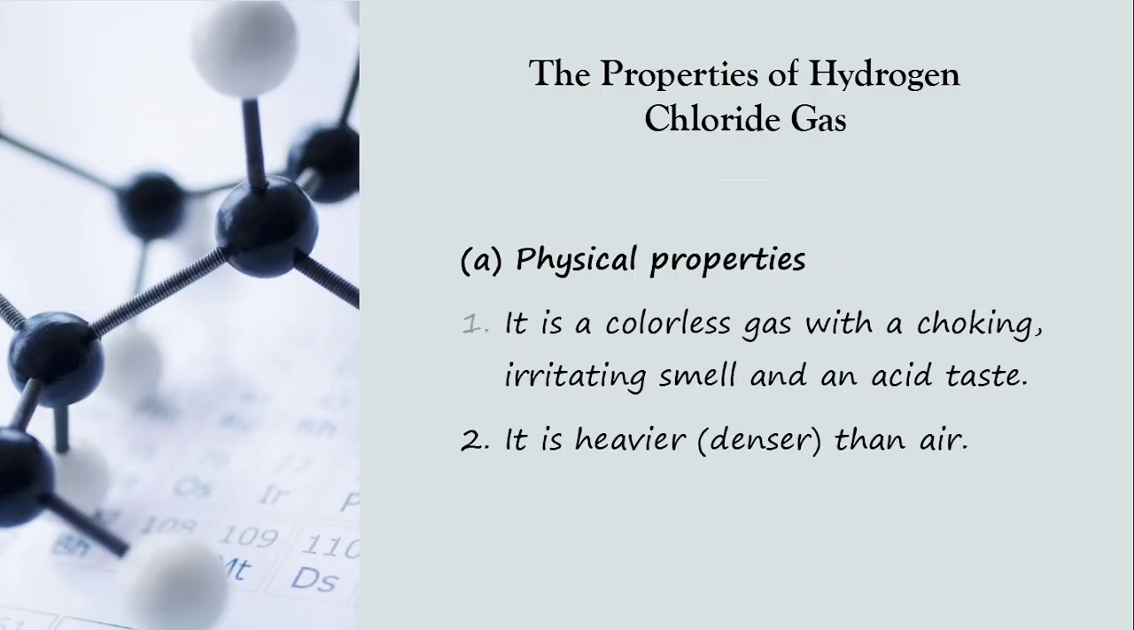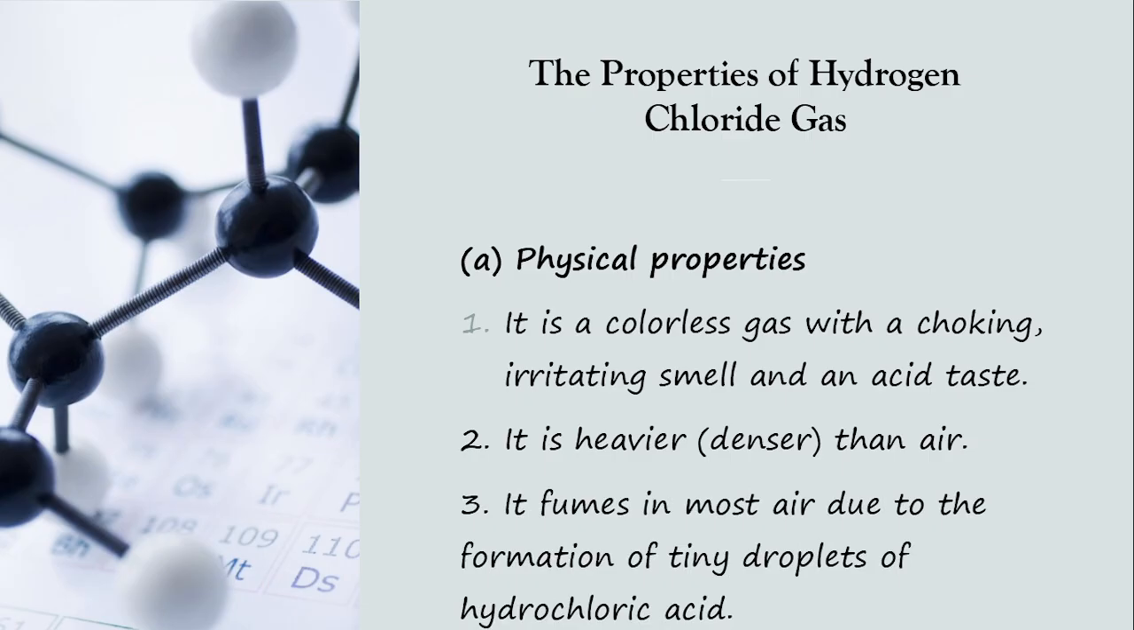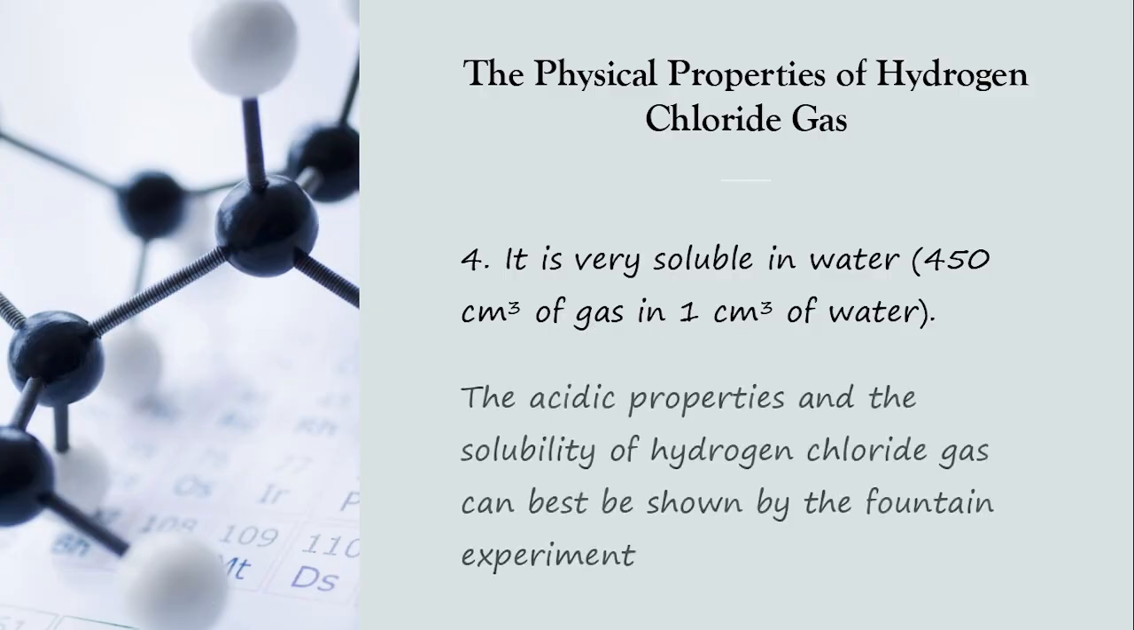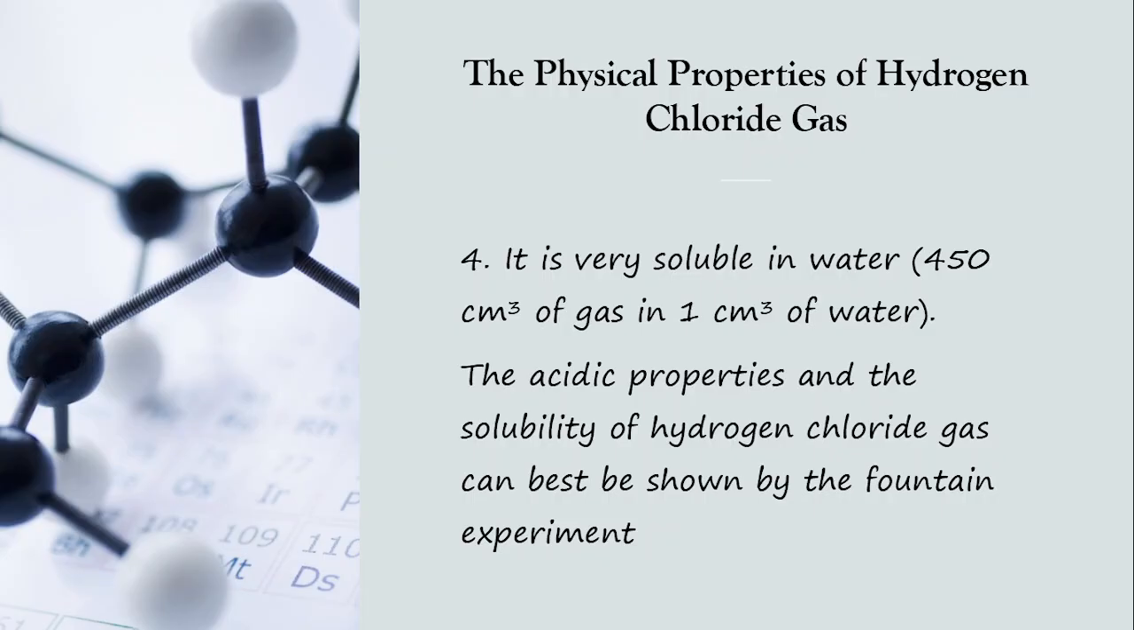The other is that it is a denser gas than air, and also it fumes in most moist air, due to the formation of tiny droplets of hydrochloric acid. Also, it is very soluble in water, about 450 cubic centimeters of gas in just 1 cubic centimeter of water. The acidic properties and the solubility of hydrogen chloride gas can be best shown by the fountain experiment. So you can get to know these acidic and solubility properties of this hydrogen chloride gas.